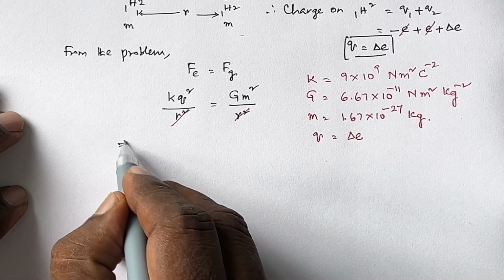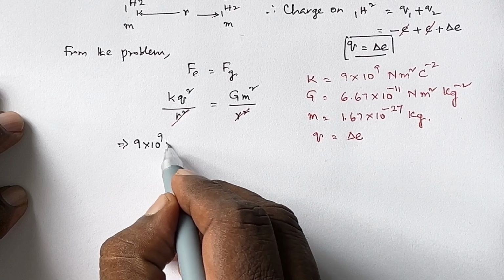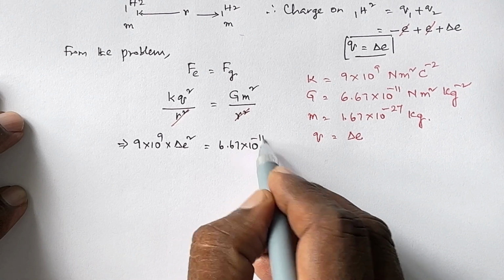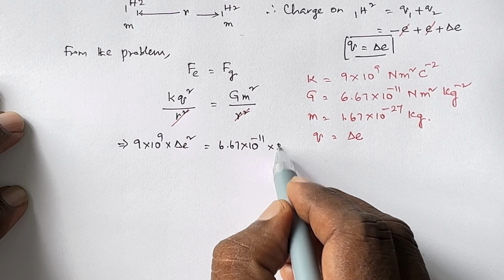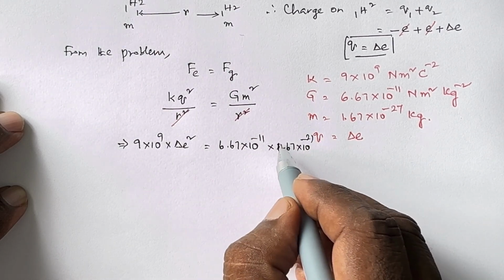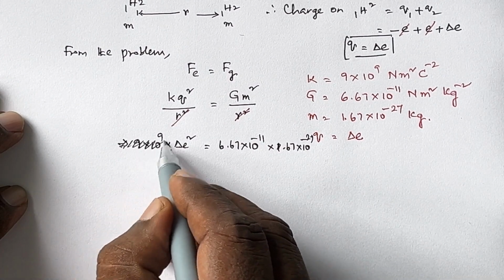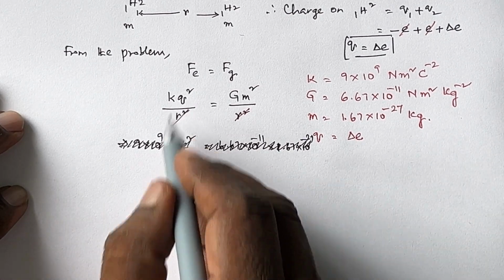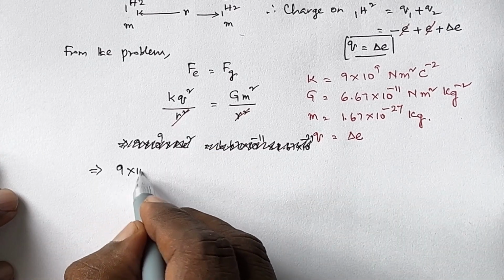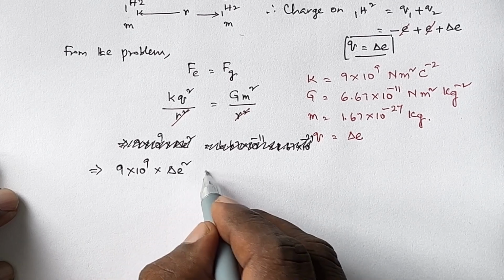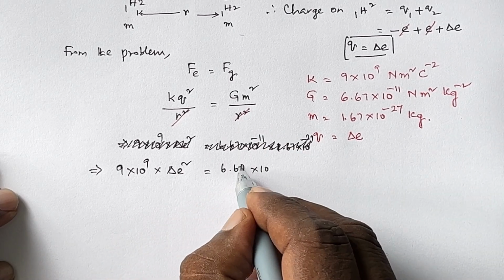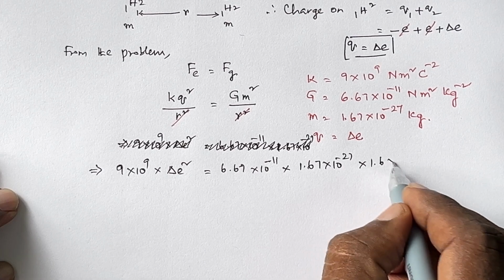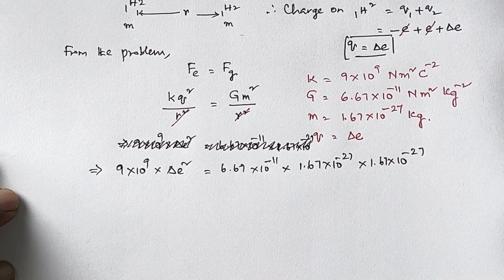So that implies k, 9 into 10 to the power of 9 into delta E square is equal to G value, 6.67 into 10 to the power of minus 11, into m value 1.67 into 10 to the power of minus 27, into 1.67 into 10 to the power of minus 27. So all the values we have substituted.